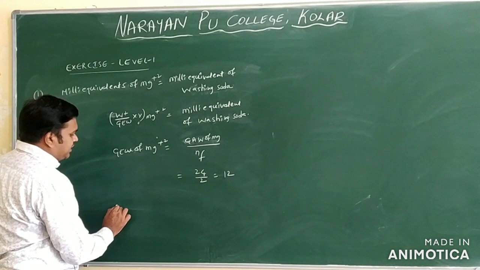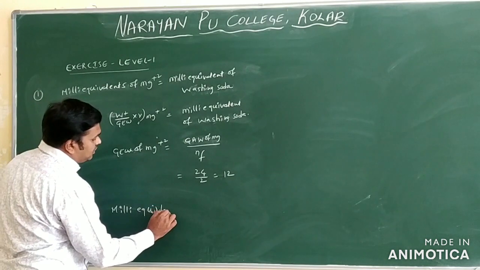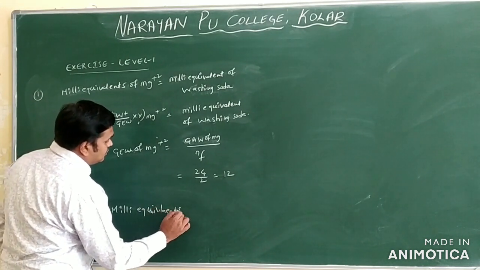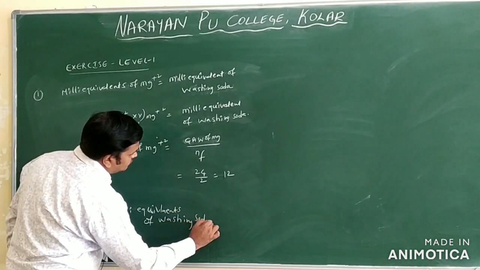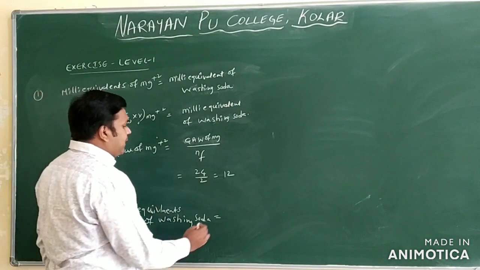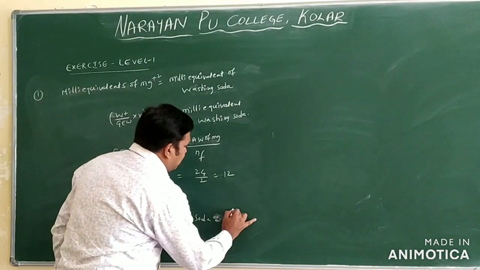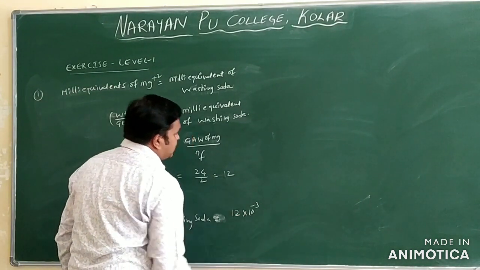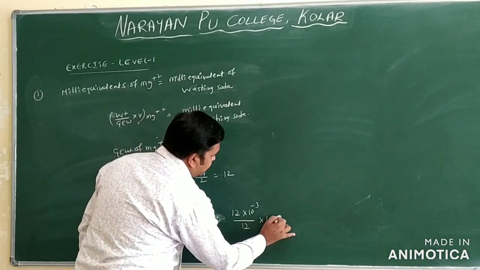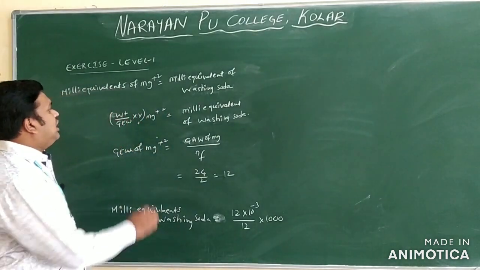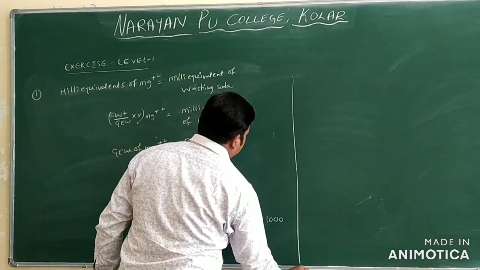Now I am writing milli equivalents of washing soda is equal to the weight of magnesium, which is 12 milligrams, so 12 into 10 power minus 3, divided by the gram equivalent weight of magnesium, 12, into 1000. Why? Because the volume is given as 1 liter, and 1 liter means 1000 ml.